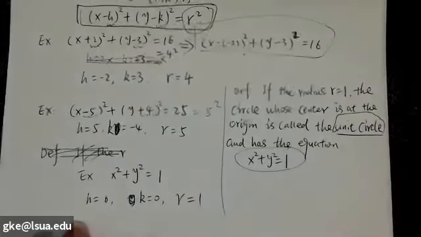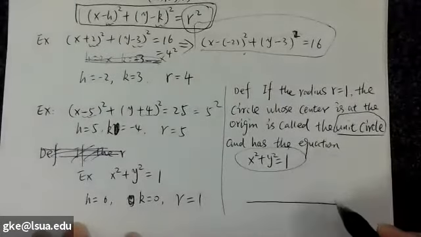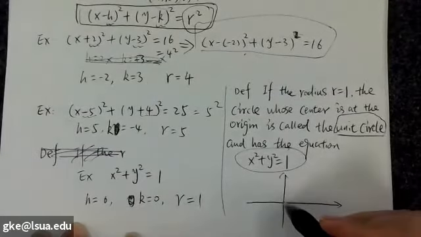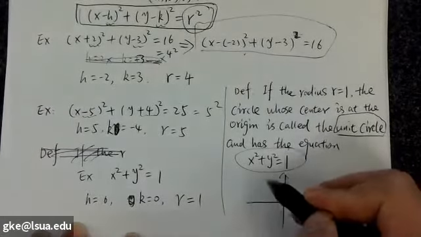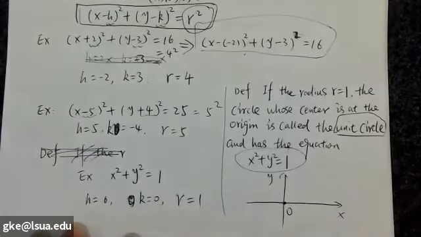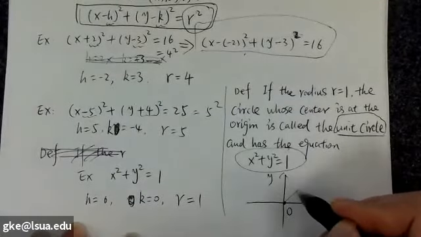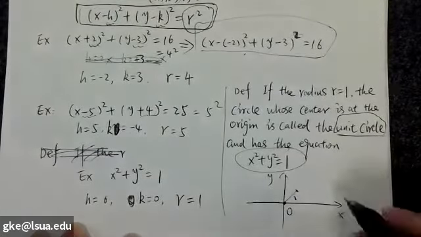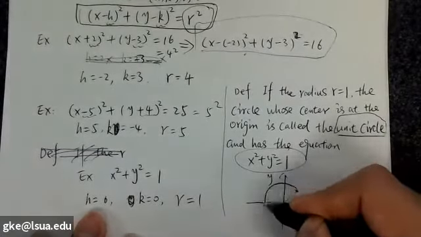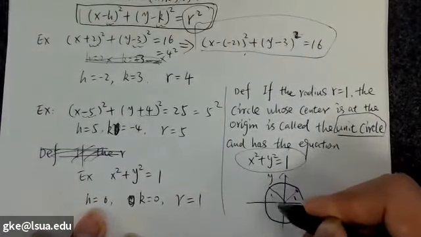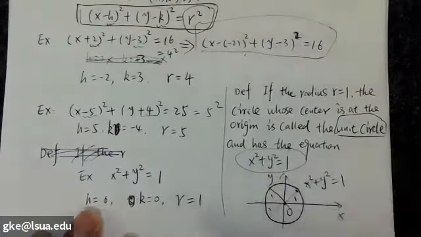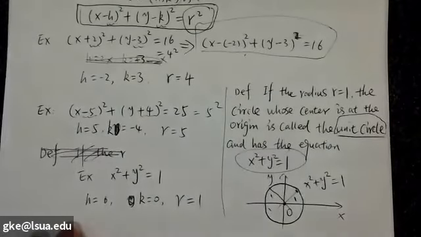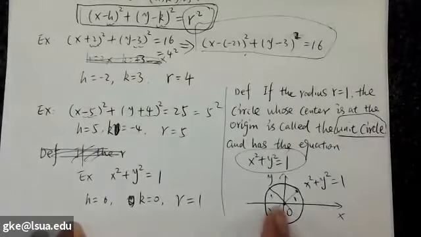Why is that? If you look at the picture, we know the center is at the origin, so it should be 0, right? And we know that the radius is 1. So we can draw the circle with the radius equal to 1. And we call this the unit circle, because the radius is 1, very special, and the center is located at the origin.